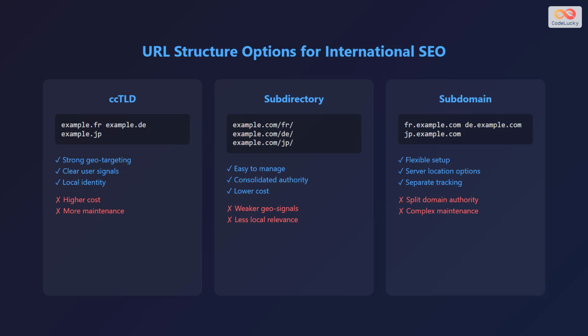On the downside, subdomains can split your domain authority, potentially diluting your SEO efforts, and they can also lead to more complex maintenance. Each of these URL structure options has its own set of benefits and drawbacks. The best choice depends on your specific business needs, resources, and SEO goals.